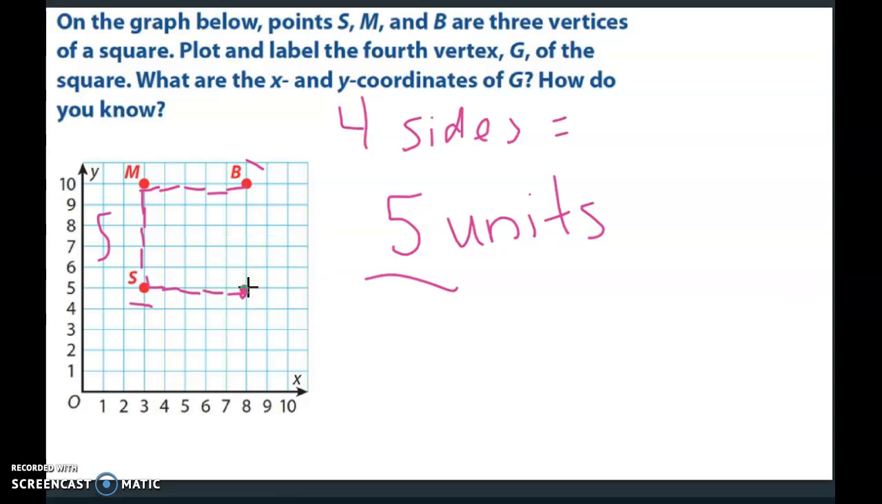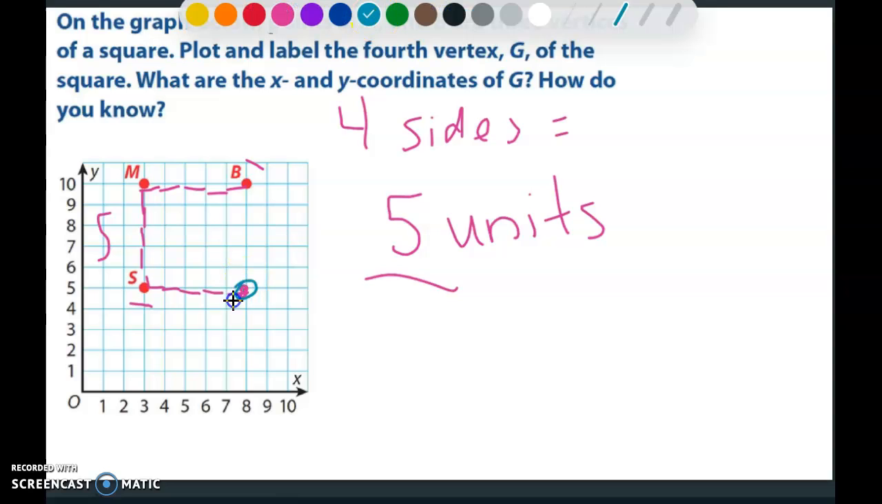So what this question is asking, let me put it in a different color, what is this point worth? What are the X and Y coordinates? And remember, we also want to label it G. So on my answer board, I'm going to put G, and then I'm going to put my parentheses, because remember, when they want to know the coordinates, I put them inside the parentheses.